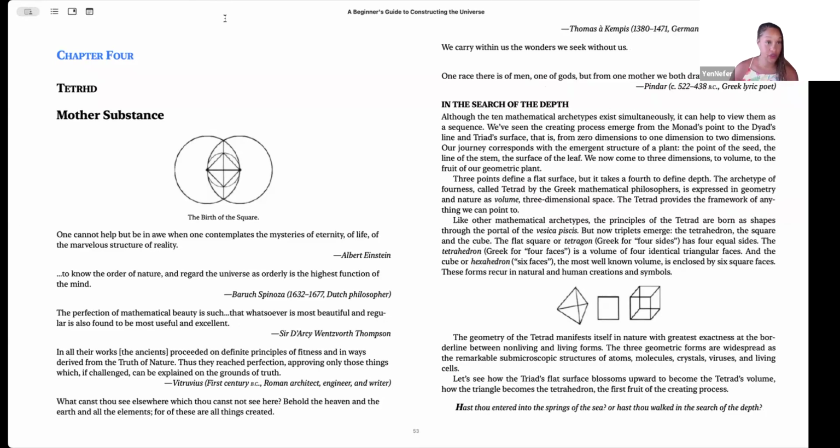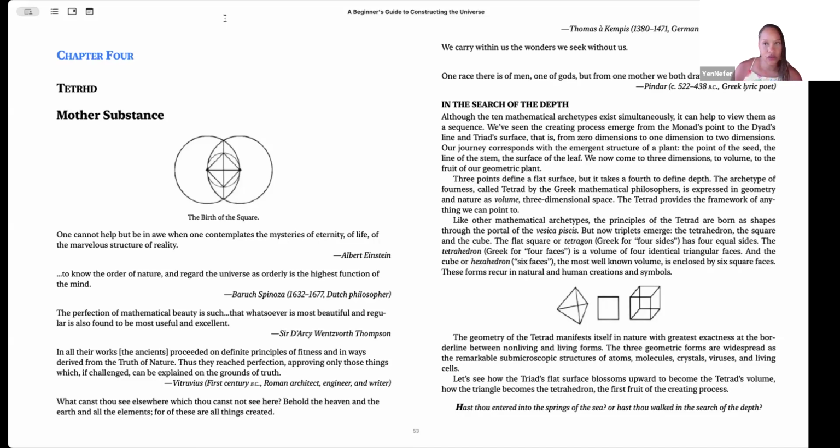All right, so we have Tetrad, mother substance. And if we look at the image there, we see the Vesica Pisces. We actually see a set of 4 small triangles, and that has made a square, or what looks like a diamond, looking at it head on. The caption says the birth of the square. I'm interested to see how this construction creates the square, and if we go into the triangle first and then the square.